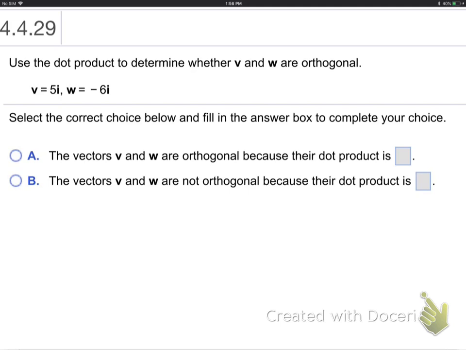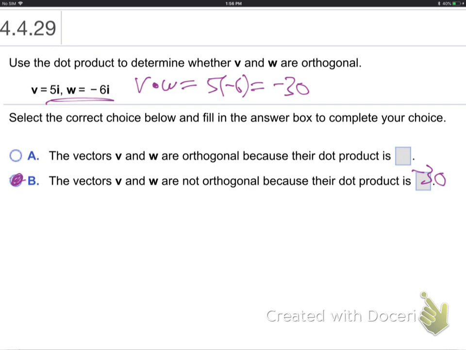All right, so we dot product these together. It's just going to be 5 times negative 6. The dot product, right? V dot W, 5 times negative 6, negative 30. So the vectors are not orthogonal because their dot product is negative 30, meaning it's not 0. They're going in the same direction. What are those vectors actually? Parallel. They're headed in the same direction.